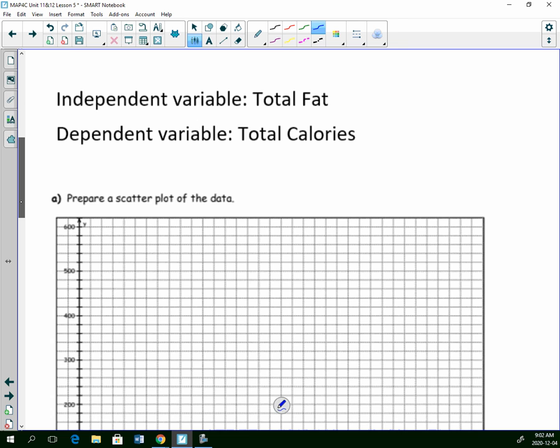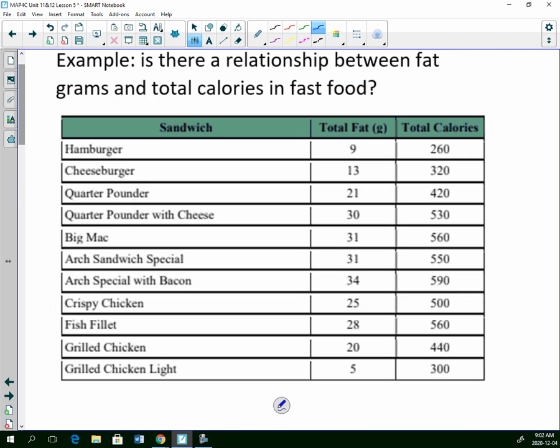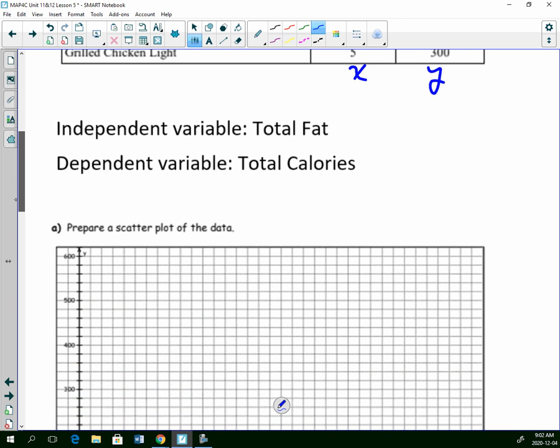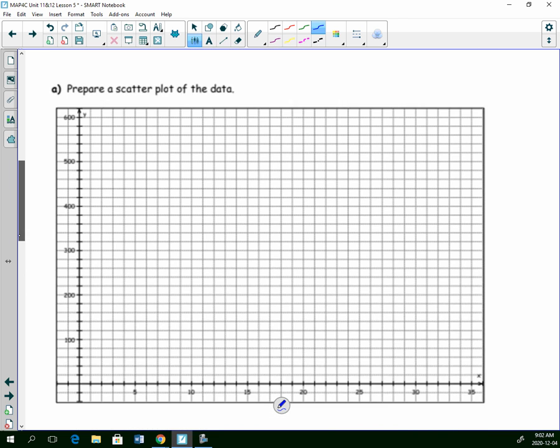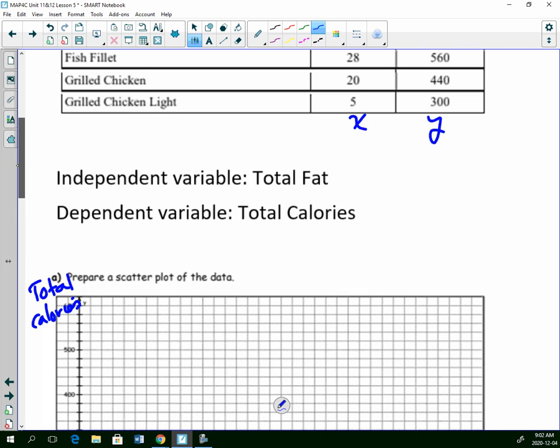And so what you would do, here's our independent variable, fat, right? That's my x. And this is my y. And so the number of calories is dependent on how many fat grams are in that fast food. So those are my independent and dependent variables. And then we're going to plot these points onto a scatter plot. So my x would be total fat, and my y would be total calories.